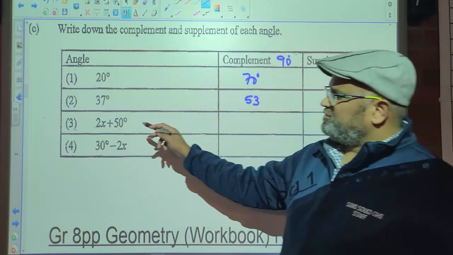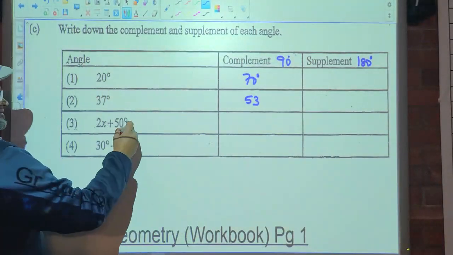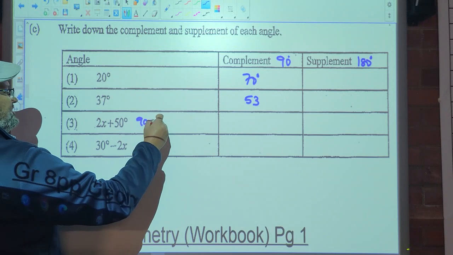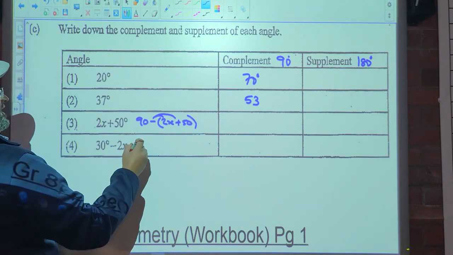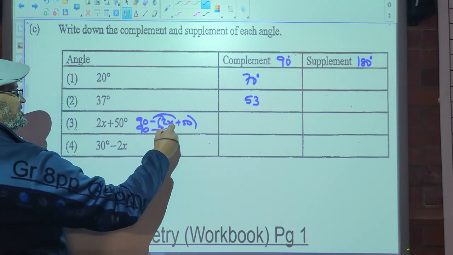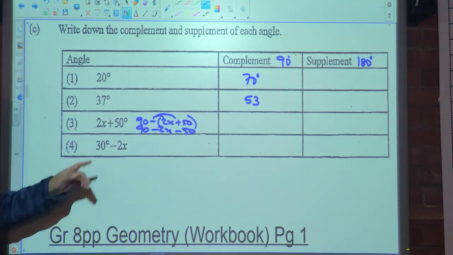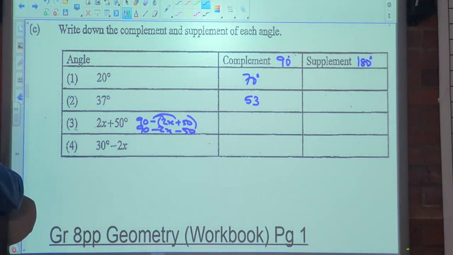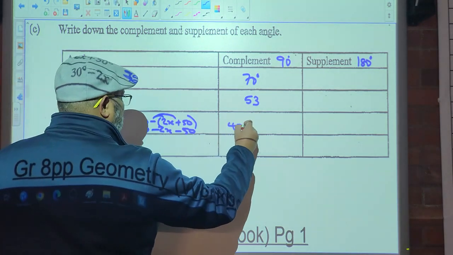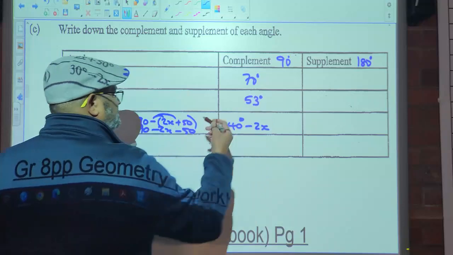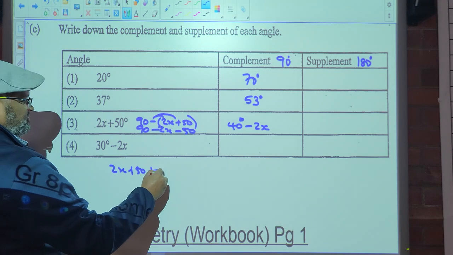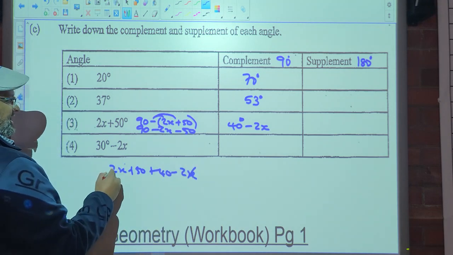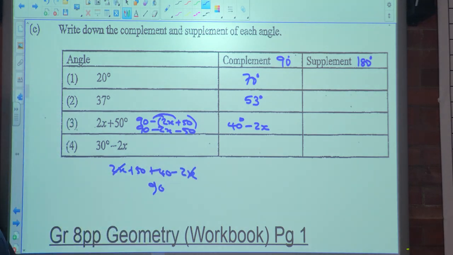What's the complement of 2x plus 50? I would say 90 minus (2x plus 50). Can you see that? The brackets are going to give us 90 minus 2x minus 50. What's 90 minus 50? 40 minus 2x. So what does that mean? You can test it. You say 2x plus 50 plus 40 minus 2x. That cancels, gives you 90. You guys understand?